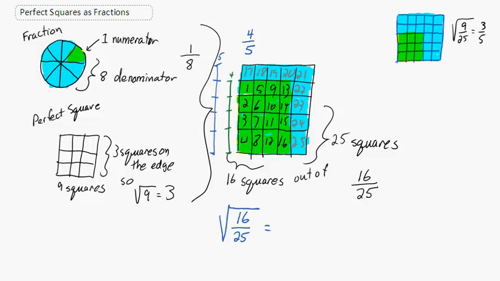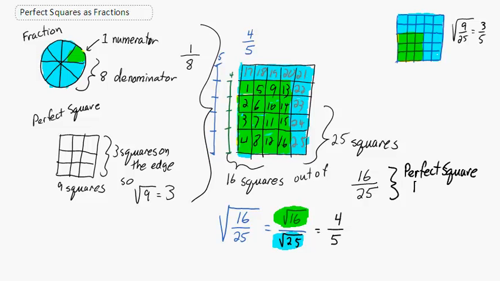So we write that the square root of 16 over 25 is equal to the square root of 16, figure that out, and the square root of 25, figure that out, and we end up with 4, the square root of 16, over 5, the square root of 25. So 16 over 25 is indeed a perfect square, and 4/5 times 4/5 would equal 16 over 25. 4/5 is the square root.